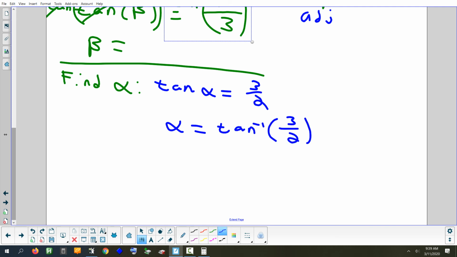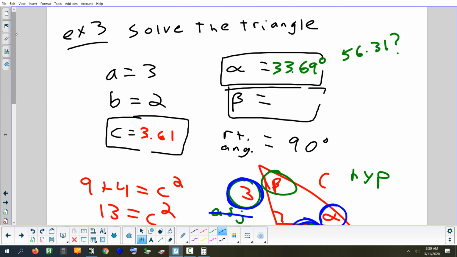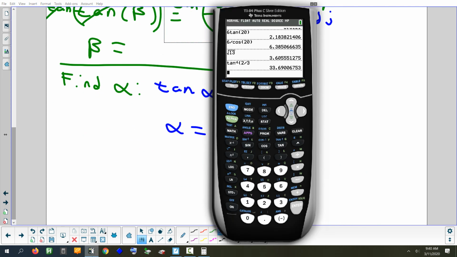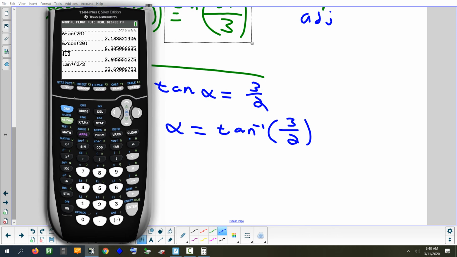Now, the way I did this, I'm actually double checking my answer right now. I already know what I think it should be. It should be 56.31. If what I do this way comes out to 56.31, then I would have gotten the same answer 2 different ways, which means it's got to be right. So let's do second inverse tangent of 3 over 2. And it is 56.31.